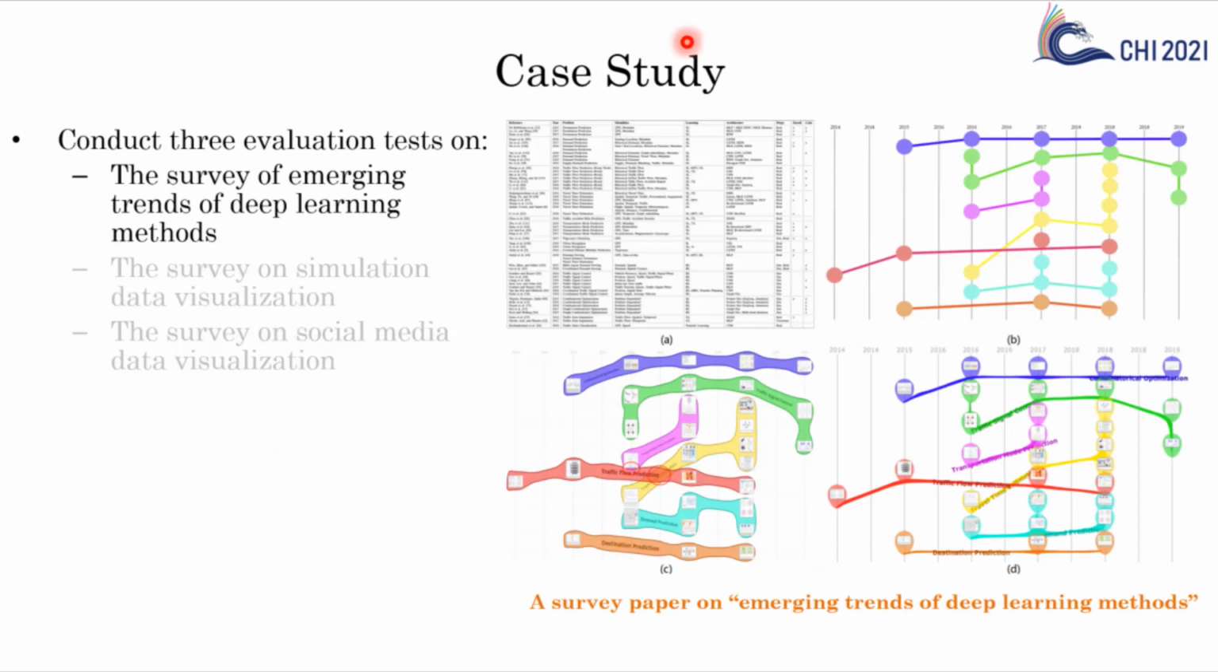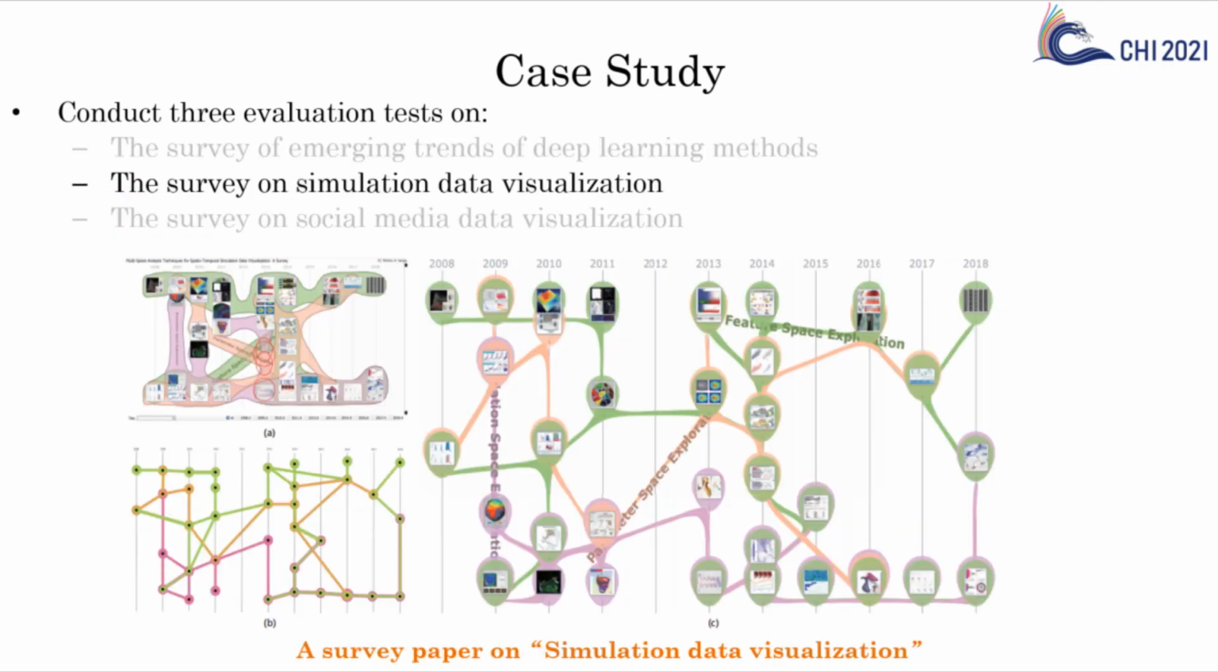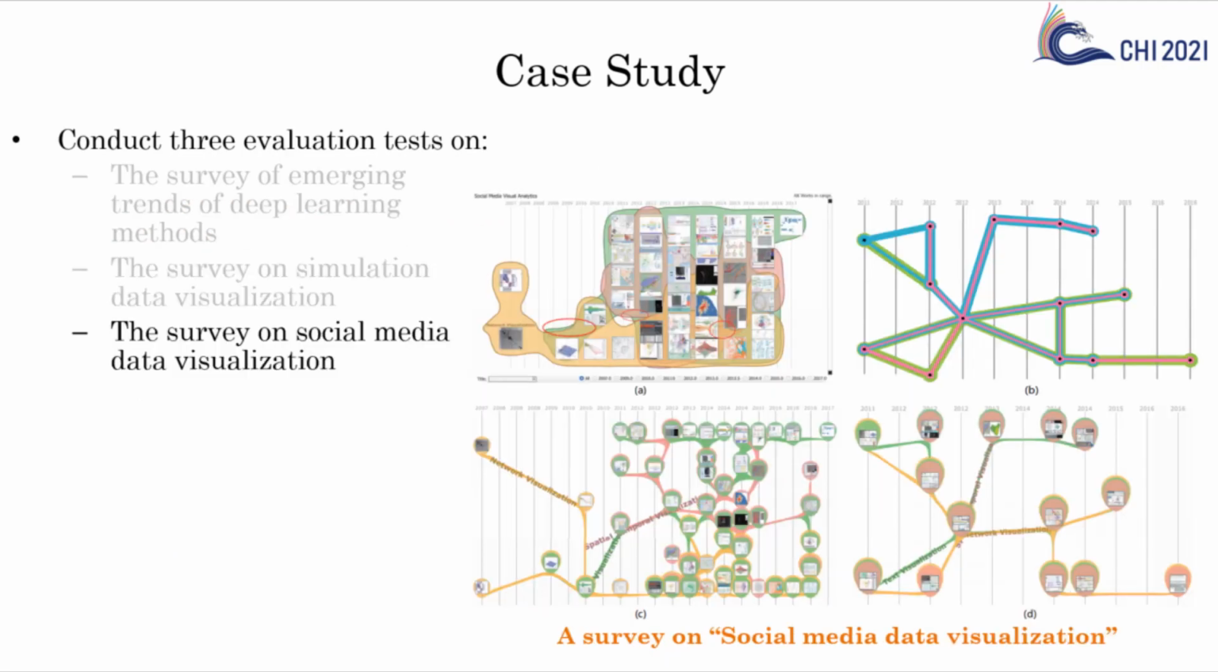We conduct a case study on different scales of literature datasets collected from 3 different survey papers. First, the survey on emerging trends by deep learning methods. Second, the survey on simulation data visualization. Third, the survey on social media data visualization.